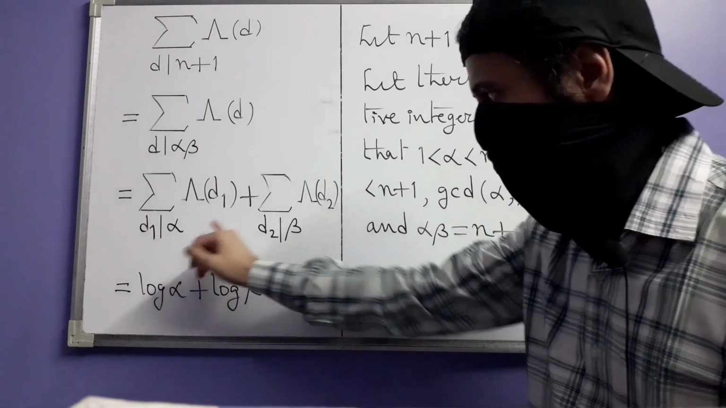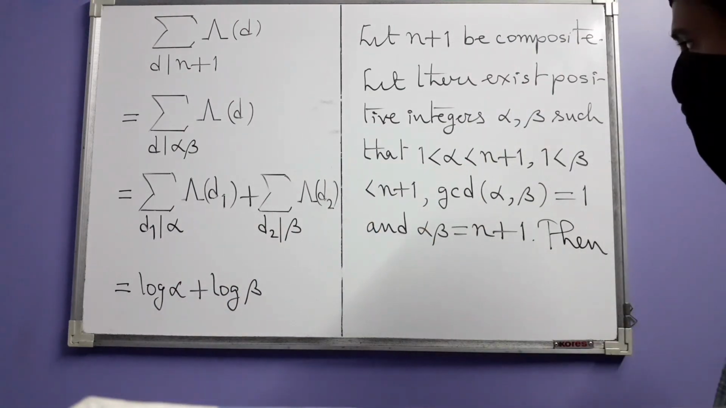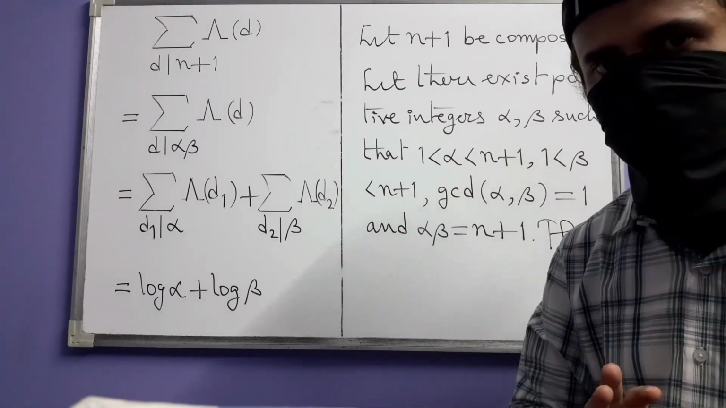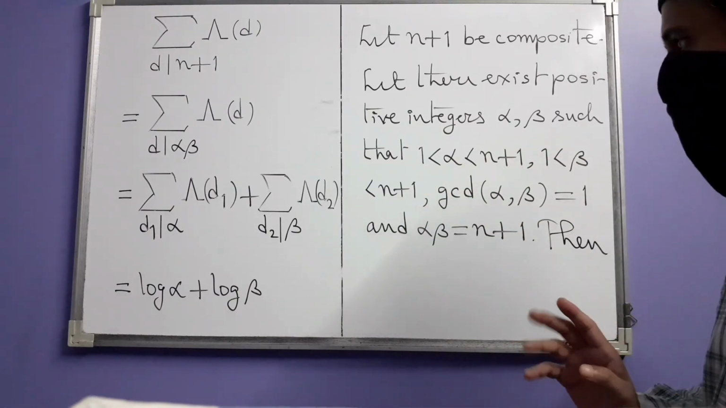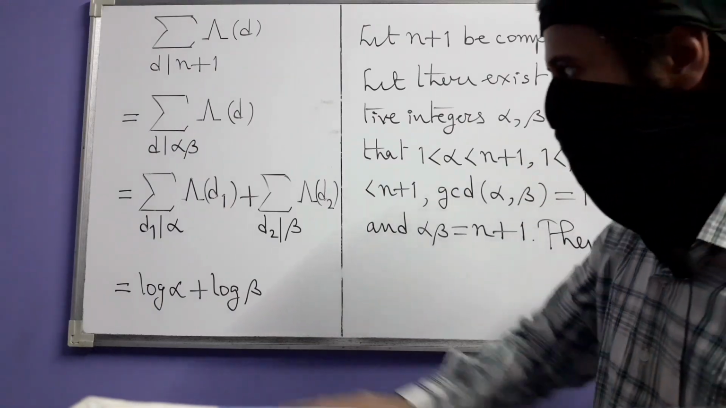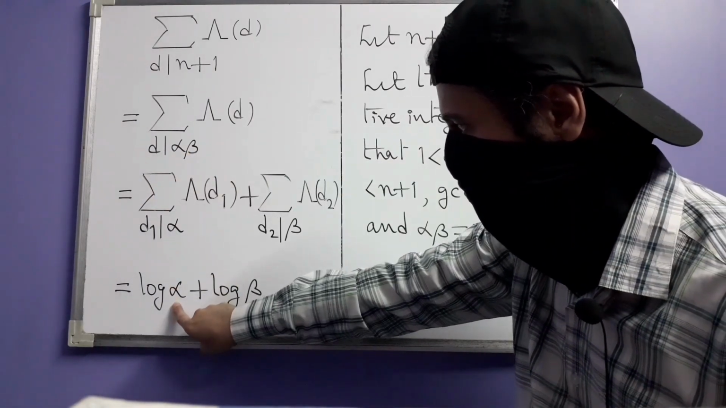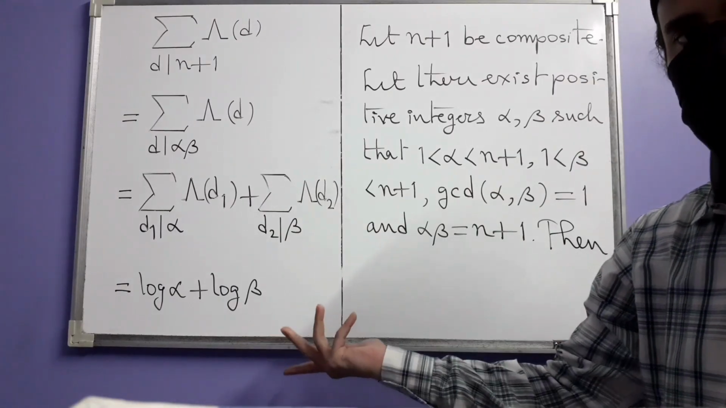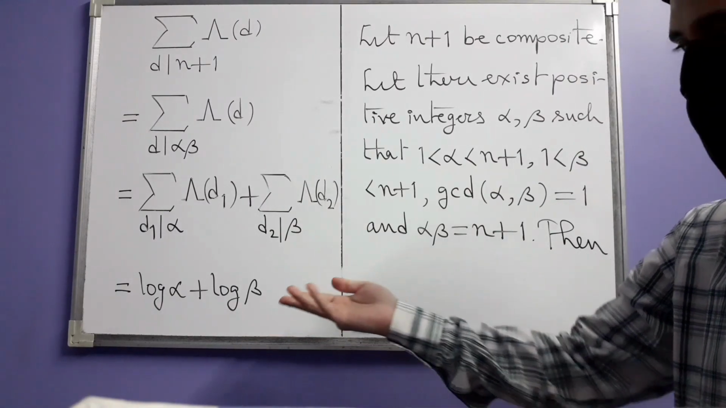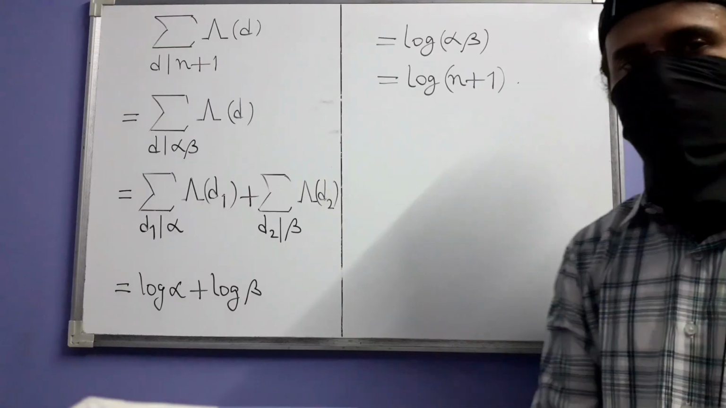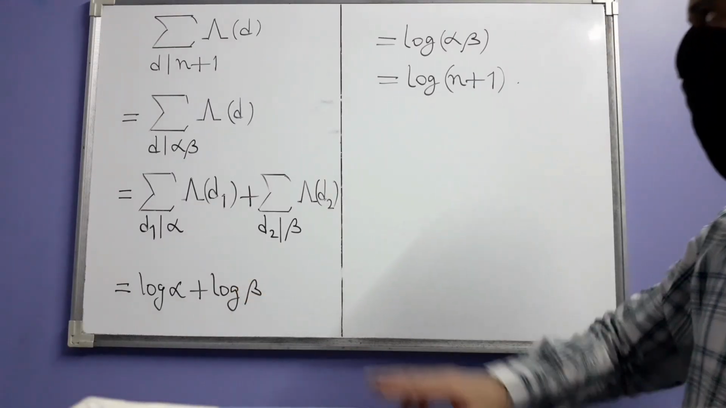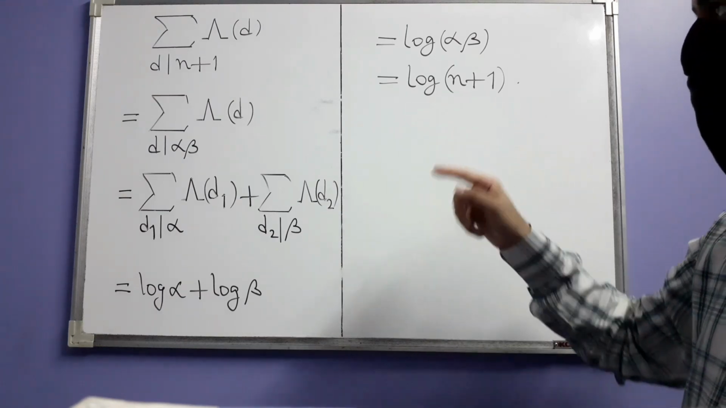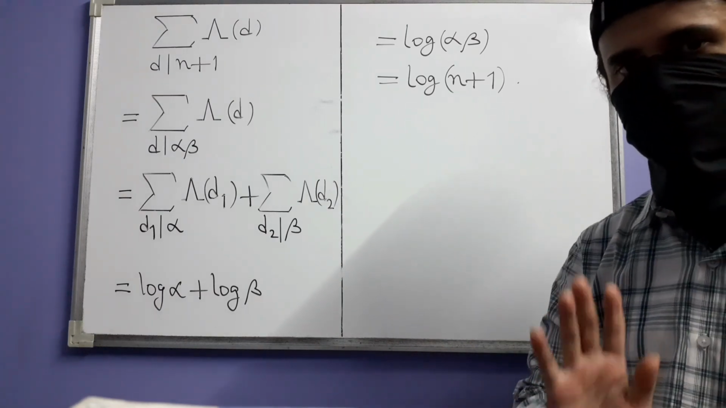But what about the numbers alpha and beta? Alpha and beta are both less than n plus 1 and they are positive integers. And that is why, by our induction hypothesis, this sum is equal to log alpha and this sum is equal to log beta. Now I think you can see almost immediately where we are going with this. So log alpha plus log beta is logarithm of alpha beta, but alpha beta is n plus 1. So that's how we see that in this case also our claim is true.